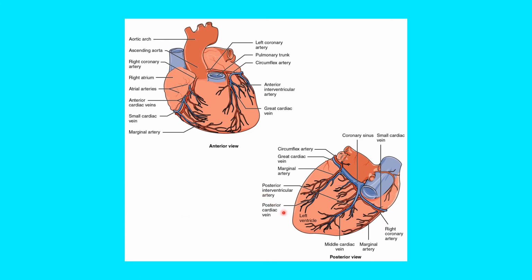And if you look at the posterior, the back view of the heart, here comes that circumflex artery that came around this way. Here it comes wrapping around here. The right coronary artery goes around this way. And then you have, once again, the marginal arteries branching off.